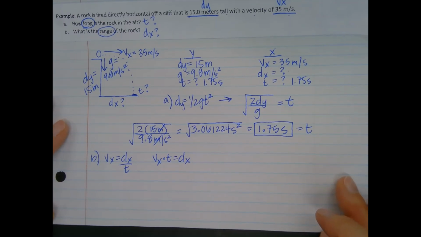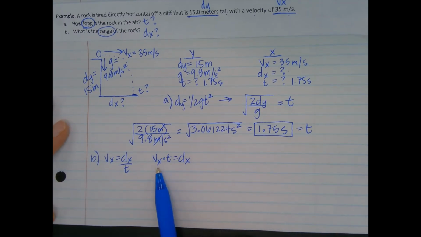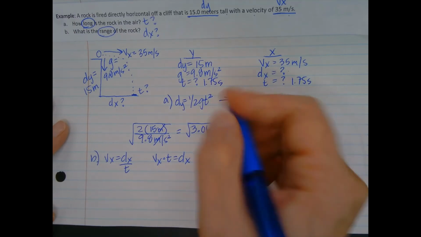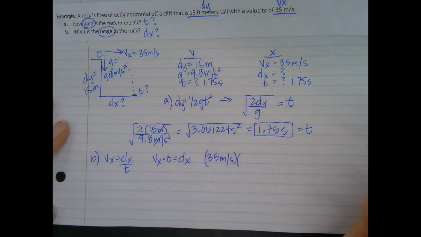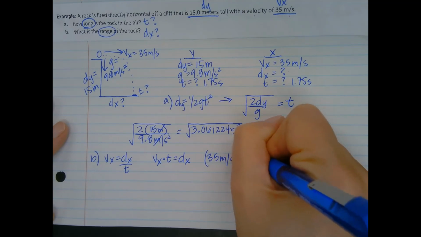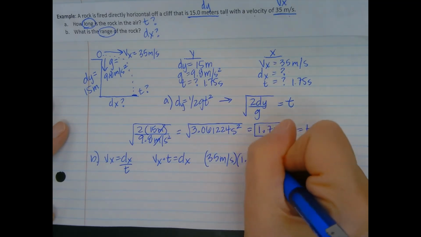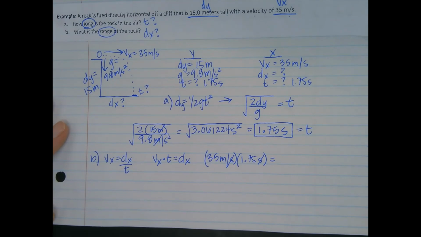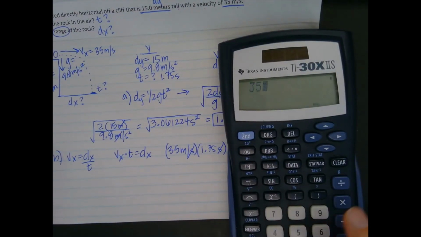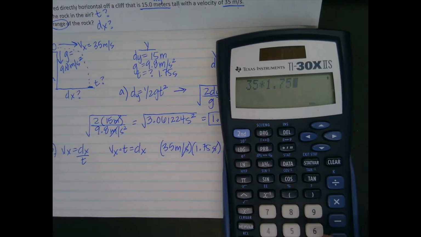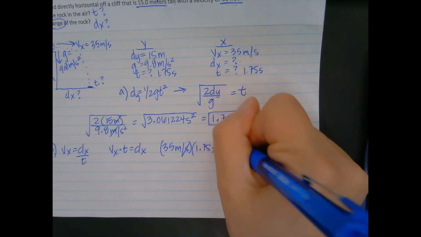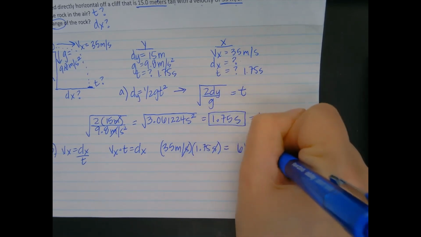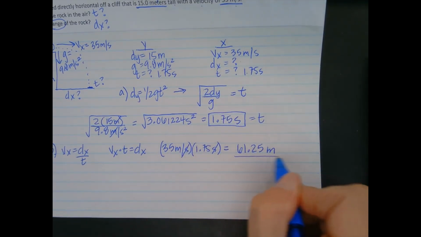Okay. Now I can just plug it in and solve because I have Vx that was given to me in the problem. I solved for t in the previous question. So Vx, 35 meters per second, times t, 1.75 seconds. Seconds and seconds cancel. So then we're just multiplying 35 times 1.75 equals 61.25. So 61.25, and the units are meters because it's the only thing that didn't cancel.